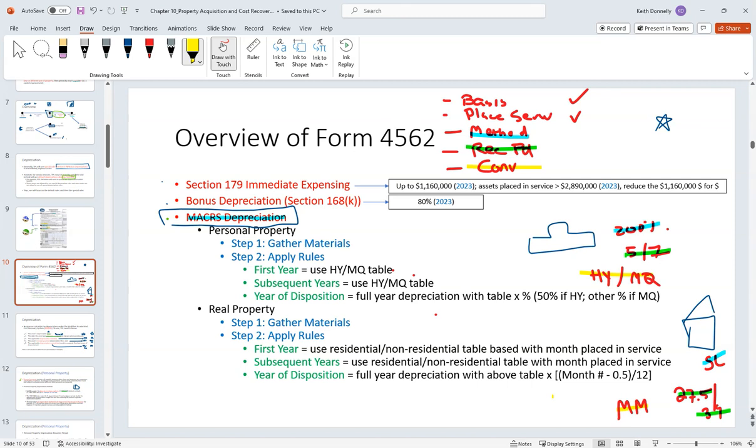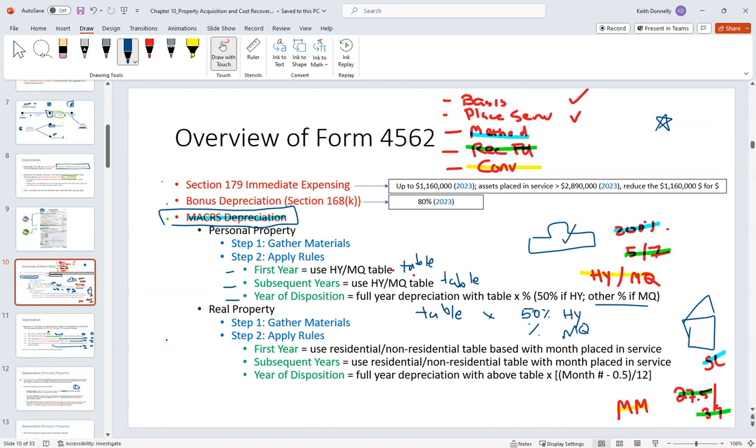With this, for personal property, I could say to you on the exam, can you please tell me the first year of depreciation? Use the table, multiply times the percentage. Subsequent years of depreciation, use the table, multiply by the percentage. Can you please tell me depreciation in the year of sale? You're basically going to use the table and multiply it by 50% if the half-year convention is in play, or a different percent, the other table would be given to you, if it's mid-quarter convention. Just keep it simple like that.